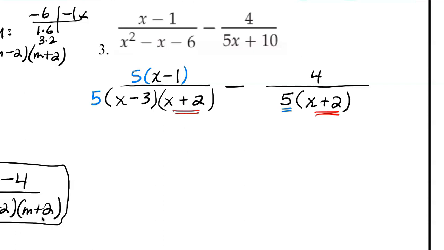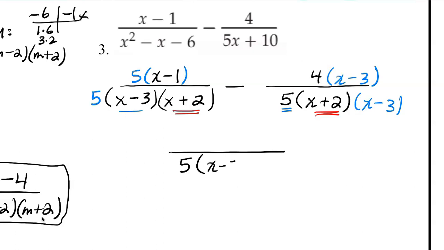They already match. That's good to go. But the one on the left has x minus 3, so we need to multiply an x minus 3 on the right. X minus 3 in the top and bottom, so it's an equivalent fraction. So we would have one common denominator of 5 times x minus 3, x plus 2, and we can distribute the 5, so that would be a 5x minus 5, and we have a subtraction here.